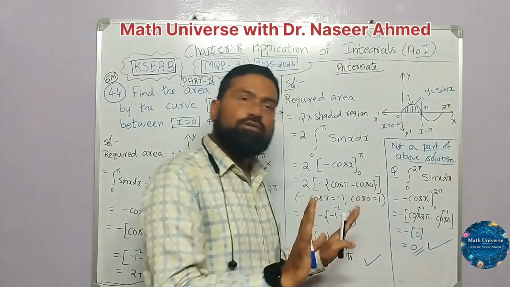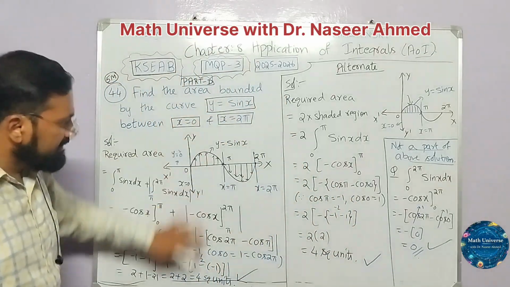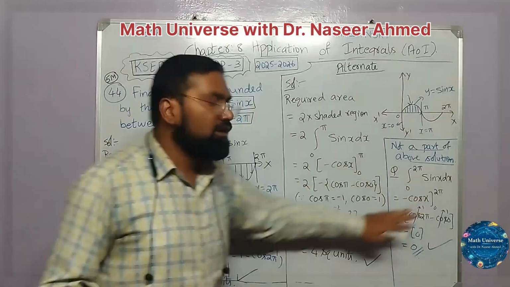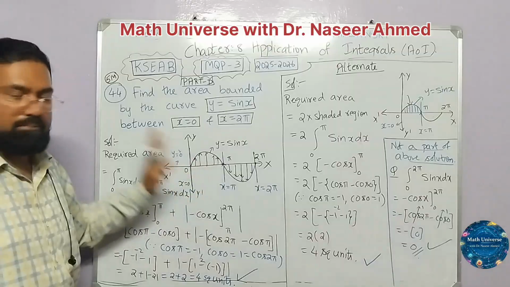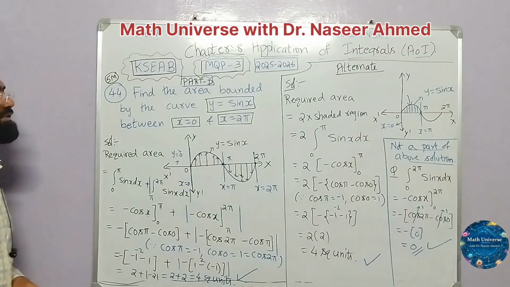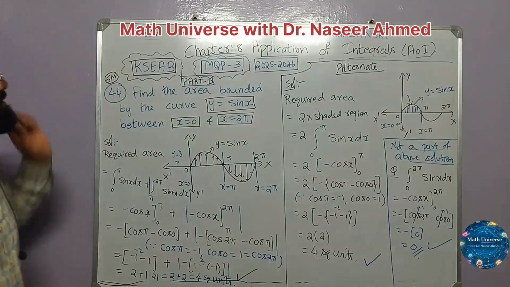Okay, so this I want you to understand. And because of this we can also answer why it is 0, because whatever the area is here, the same area is below, and both are the same. Make a note of this. So that's it. Again, this is not a part of the solution for this question.